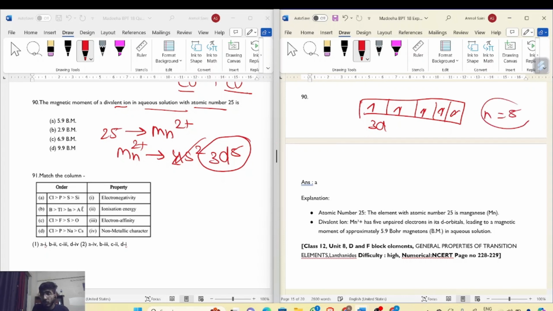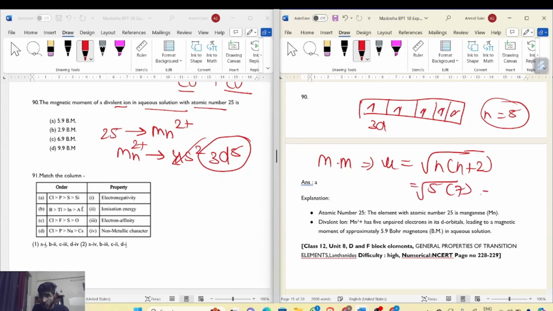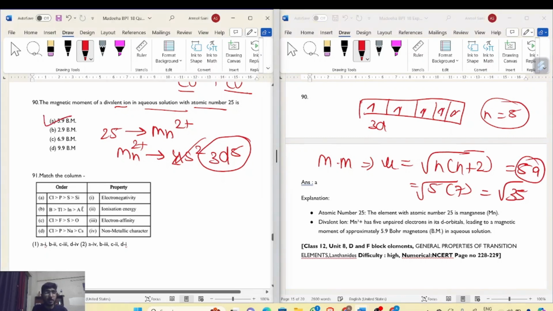N is equal to 5, where n is the number of unpaired electrons, and we have to calculate the magnetic moment. We know that mu is equal to under root n into n plus 2, where n is the number of unpaired electrons. So 5 into 7, under root 35 is our answer, and under root 35 is approximately equal to 5.9. So the correct answer will be option A, 5.9 Bohr magneton.